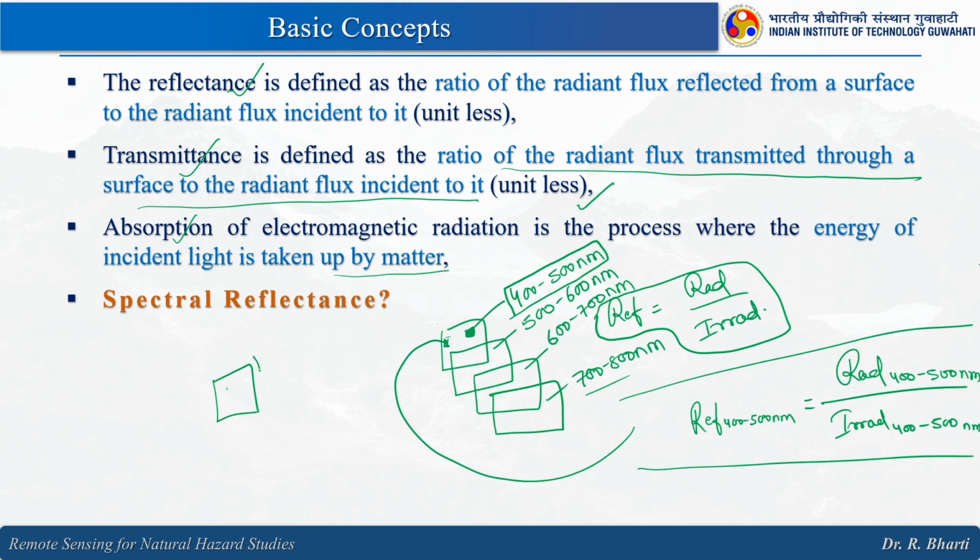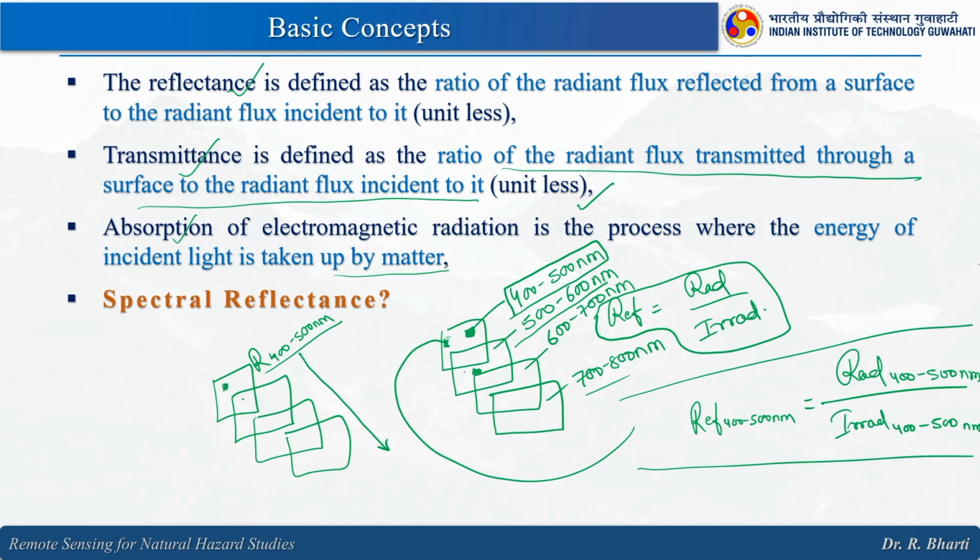This is reflectance R 400 to 500 nanometer. Now, for the second image again we will consider the irradiance measured in this particular wavelength, that is 500 to 600. Then we will also have one reflectance image, then next band, then next band. So, this is the reflectance calculation wavelength wise. So, with respect to wavelength we are calculating the reflectance.